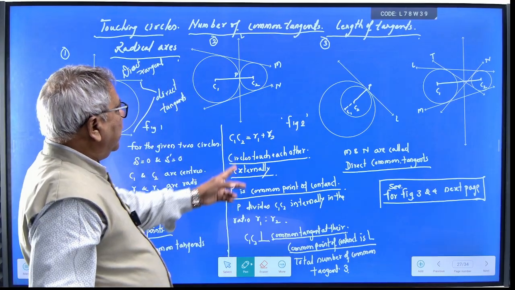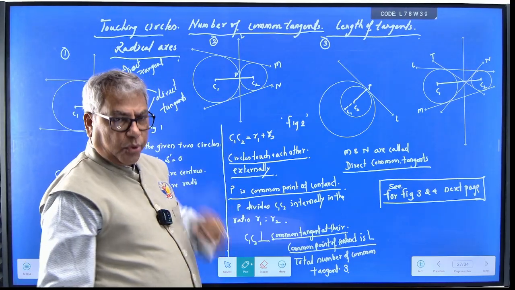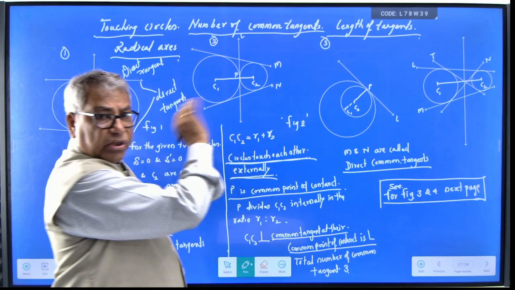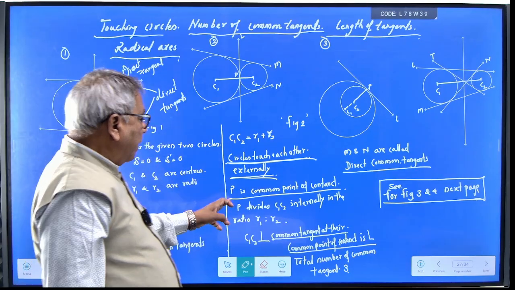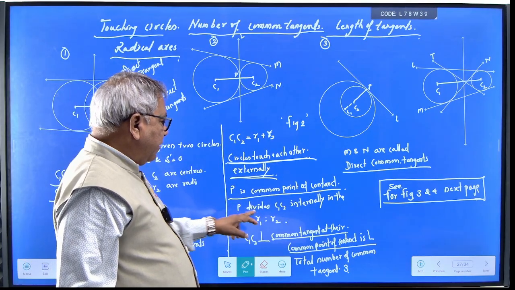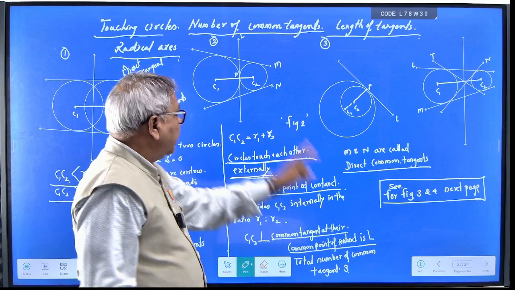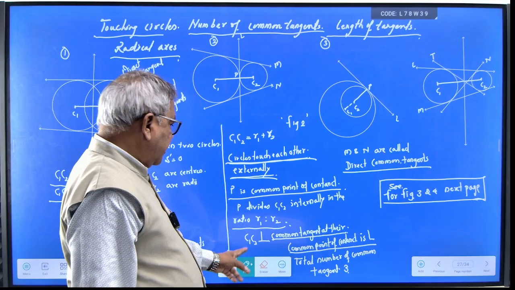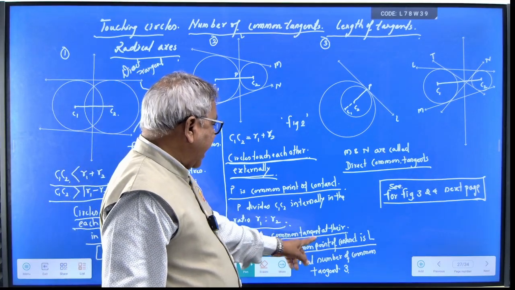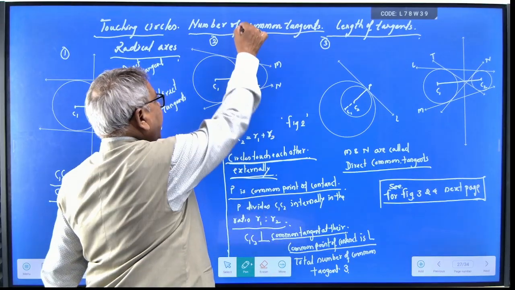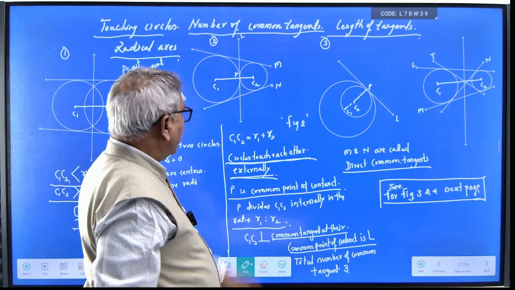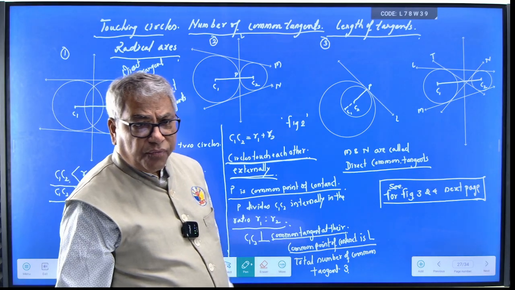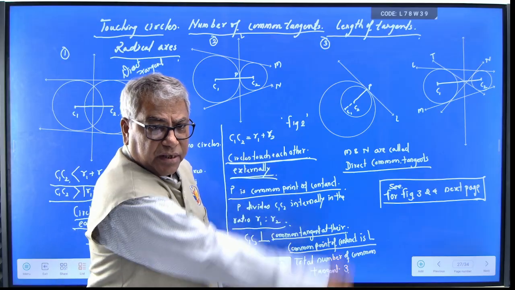Direct tangents. If C1C2 is equal to R1 plus R2, the circles touch each other externally. Remember that. P is the common point of contact, and P divides C1C2 internally in the ratio R1 to R2. The common tangent at their common point of contact is perpendicular to C1C2, that is, the line L is perpendicular to C1C2. The total number of tangents drawn is 3 in the case of circles touching externally.